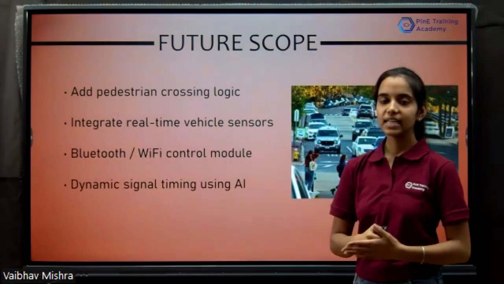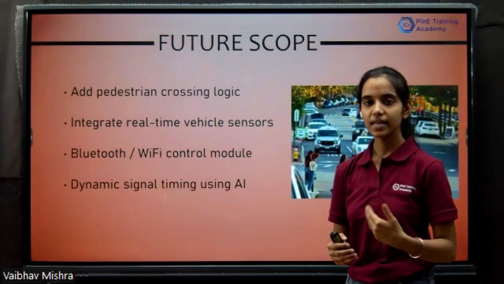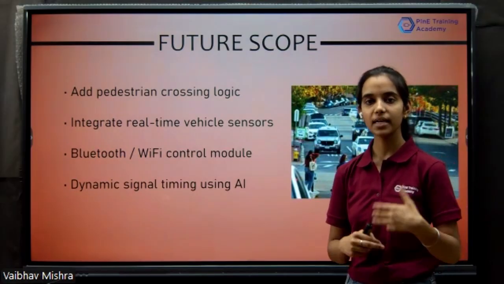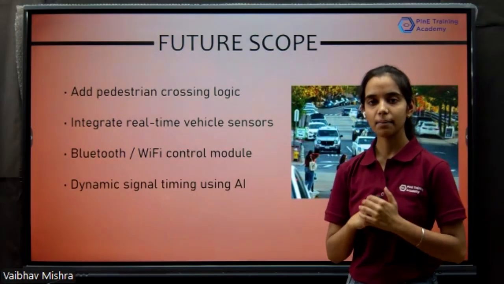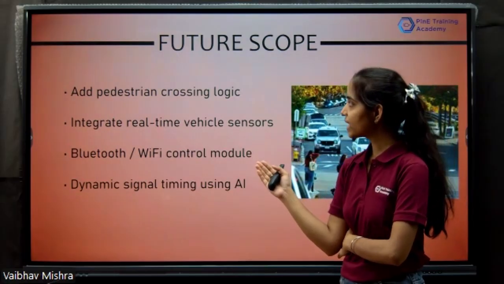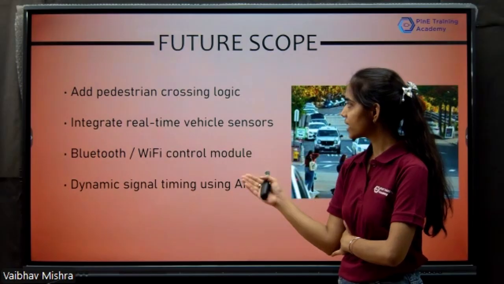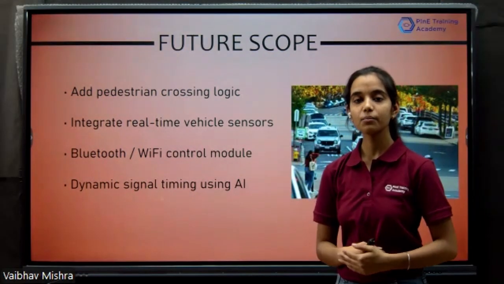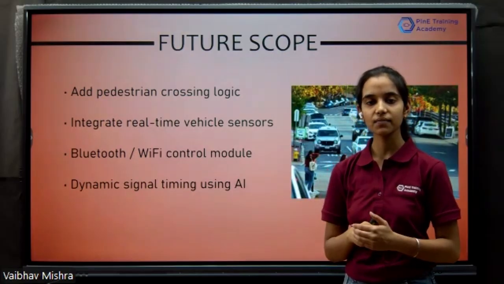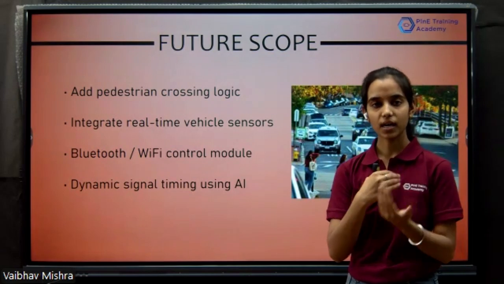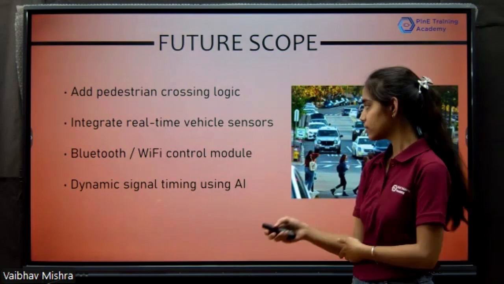Future scopes. Basically, since this is at beginning level, we can add further adjustments such as integrating AI and sensors to make it more viable and add more applications. For example, we can add pedestrian crossing logic and integrate real-time vehicle sensors, which can control things if there is more traffic in a particular direction, using remote or Wi-Fi control.